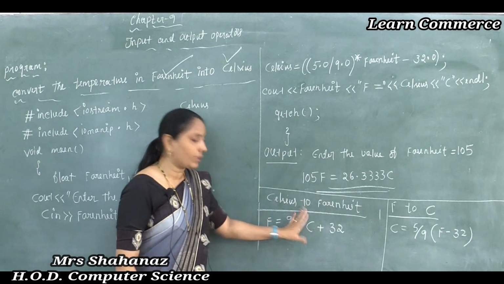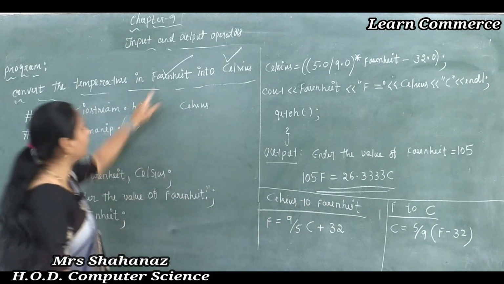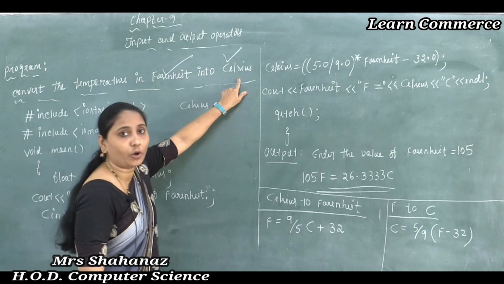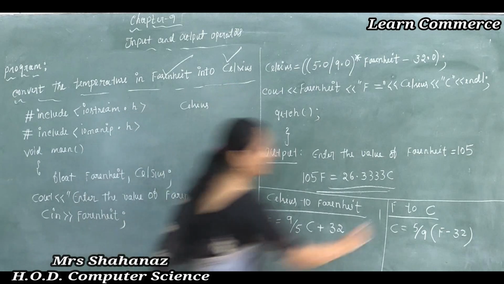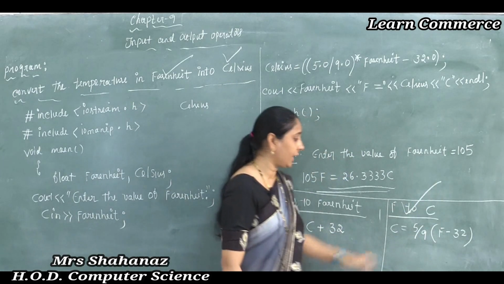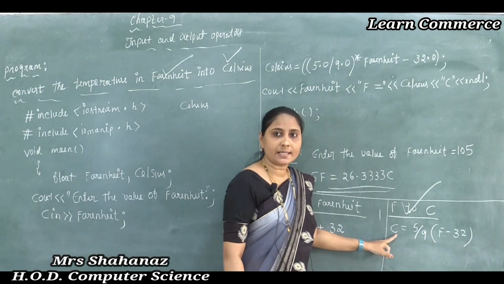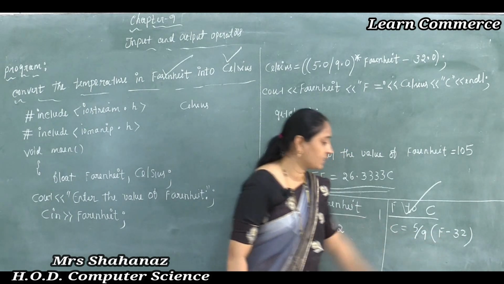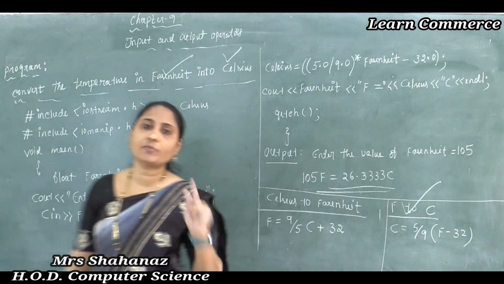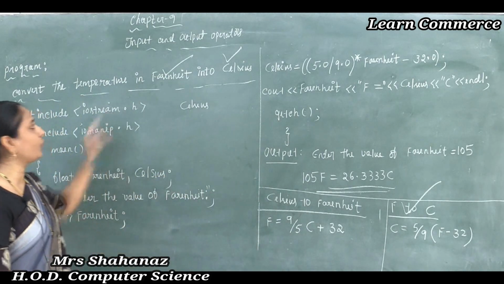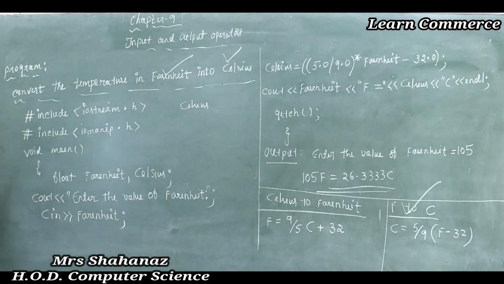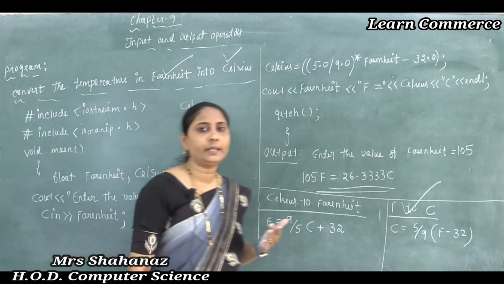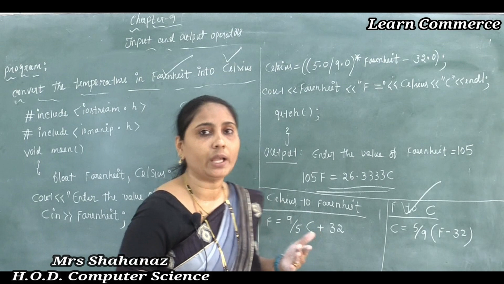But in this program we don't want that, because the question is from Fahrenheit into Celsius, correct no? Fahrenheit into Celsius, so we need this formula. Which formula? Celsius is equal to 5/9 times F minus 32. So we need this formula to convert from Fahrenheit into Celsius. Okay, we know the formula from Celsius to Fahrenheit as well as Fahrenheit into Celsius.